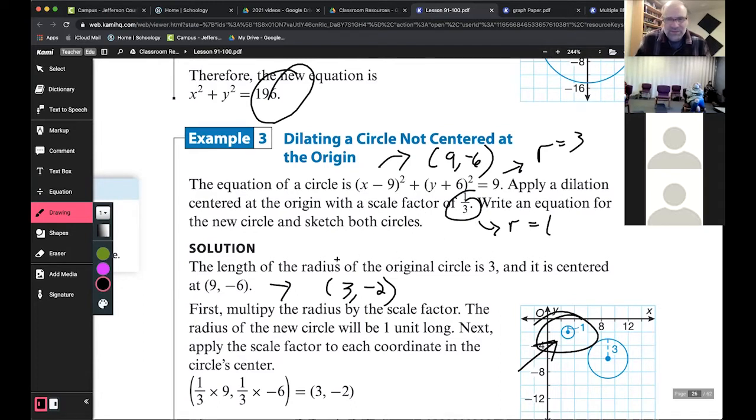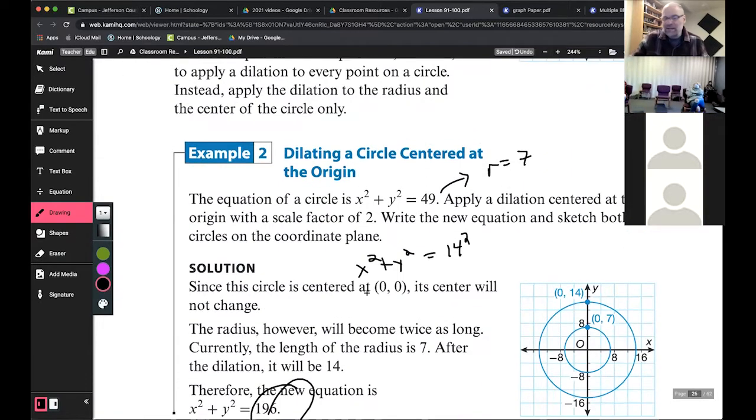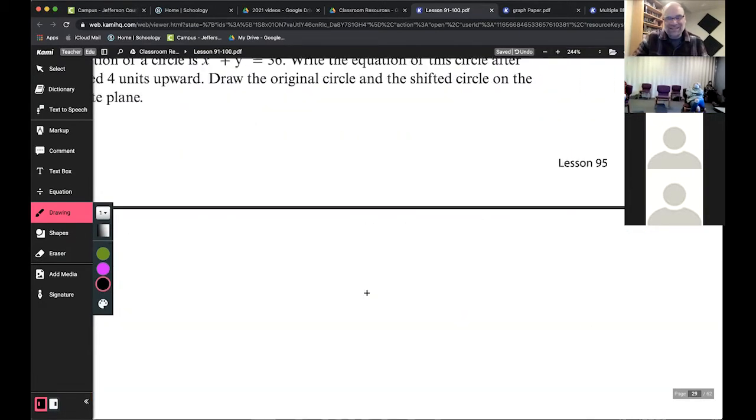Okay, but then you have to do the same thing to the center. So 1/3 of 9 is 3. 1/3 of -6 is -2. Okay, I think that's it for 95. So let's move on to 96.